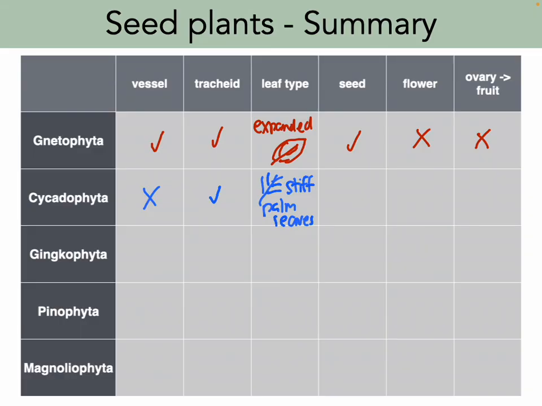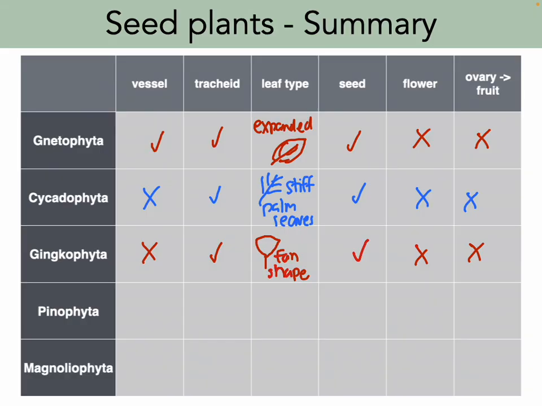And do they have seed? Yes, right? Flower or fruit? No. You start to see that if there's no flower, it's no fruit. If you need a fruit, you need flower. Okay, ginkgo, only one species of ginkgo. Ginkgo have vessel? No. But they have tracheids, right? And the leaf is fan shaped. They have seed, right? And do they have flower or fruit? No.